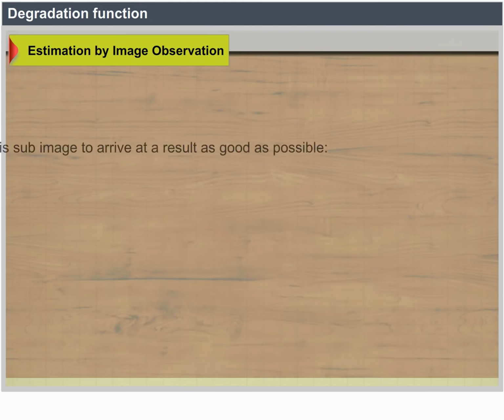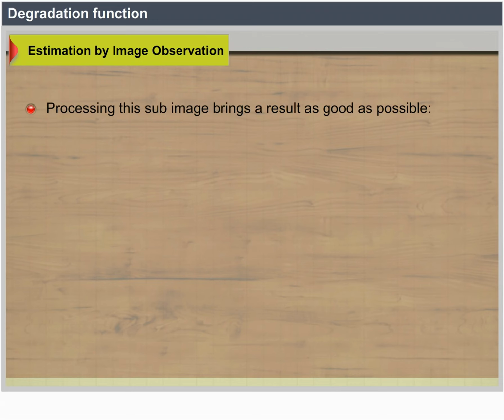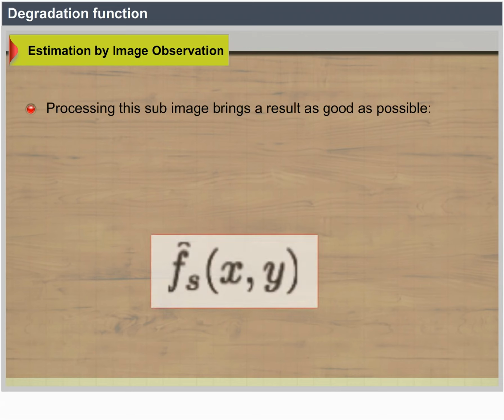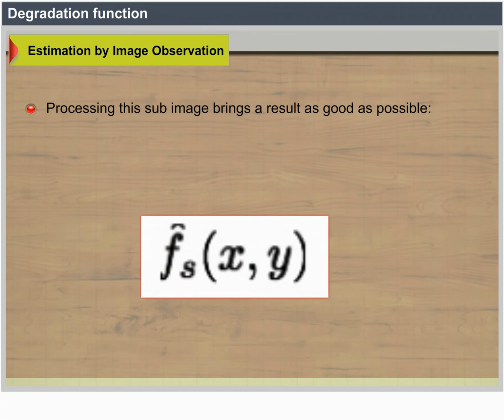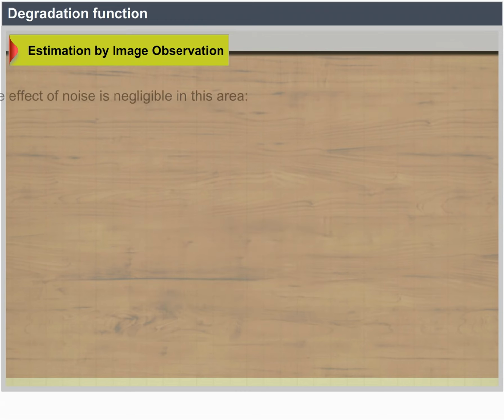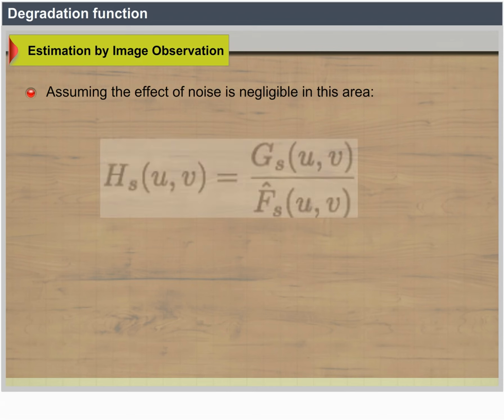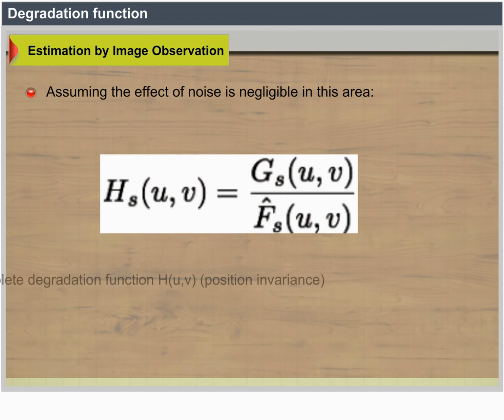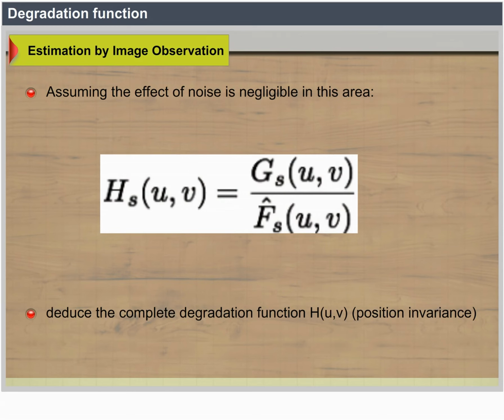Process this subimage to arrive at a result as good as possible, F_s cap of x, y. Assuming the effect of noise to be negligible in this area, you get the equation on screen. Deduce the complete degradation function H of u, v, by position invariance.